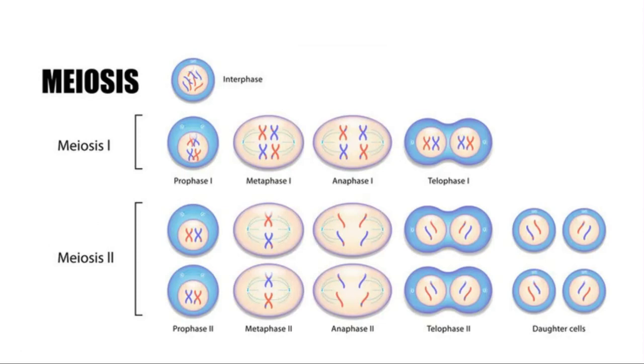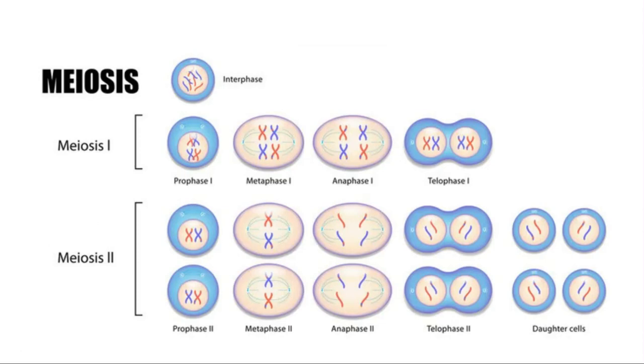Now, in meiosis 2, once you have the new cells from meiosis 1, you're essentially going to break apart these through prophase, metaphase, anaphase, and telophase. You're going to break apart the chromosomes, and you're going to get identical sister chromatids in each daughter cell. Now, these identical sister chromatids are your sex cells.